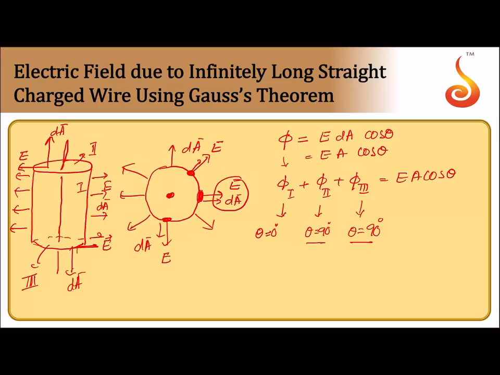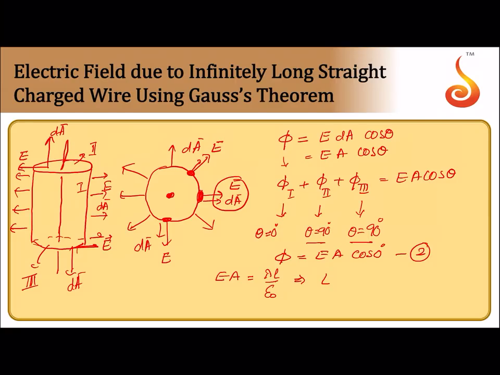So what do I have? I have flux is equal to E A cos 0, I'm sorry. That is my equation number 2. Thus, now we can combine equations 1 and 2. Equation 1 and equation 2 can be combined. E A cos 0, that is 1, is equal to lambda L divided by epsilon naught. Is that correct? Yes.